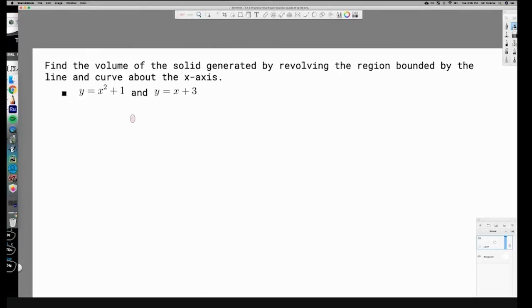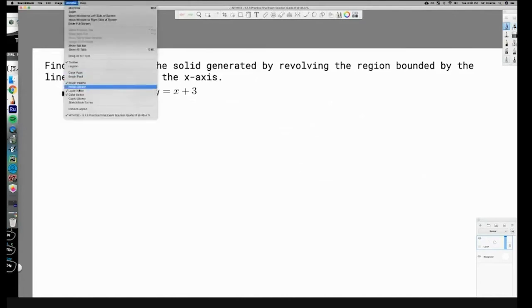But it says find the volume of the solid generated by revolving the region bounded by the line and the curve about the x-axis. So you have two functions. So what method do you think we're going to use? The washer method or the disk method? Ooh. If there's two of them.